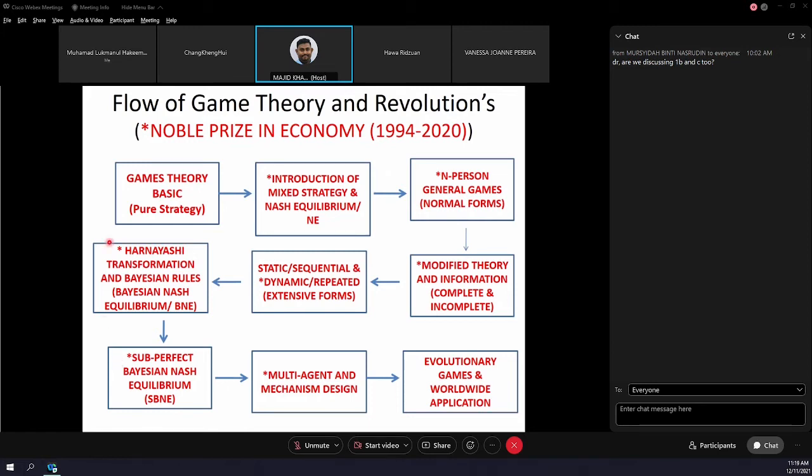So can you see or not? They always try to develop the model so that it will be good, better, and can be used in many more fields. And next, we are using it now, especially on multi-agent and mechanism design. Multi-agent is involving more than millions of people. That's why it's called multi-agent.